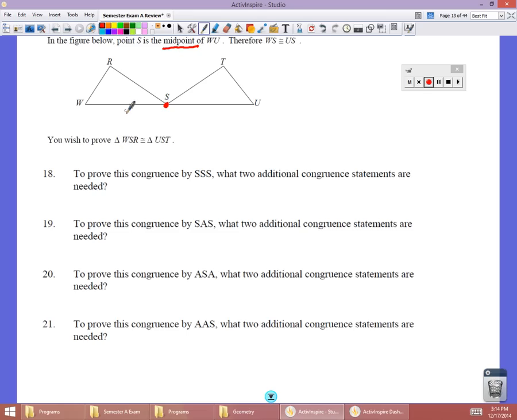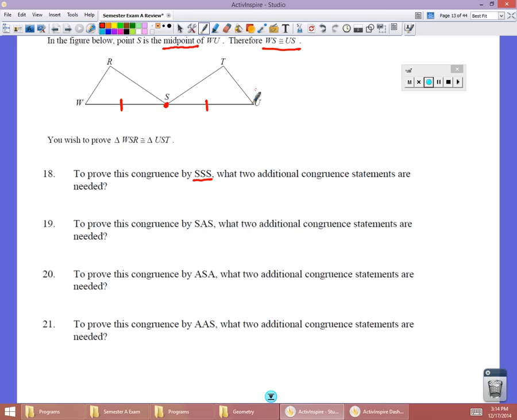And because it's a midpoint, that means that this segment right here and this segment right here are going to be congruent to each other. And it tells us that right here. Therefore, WS is congruent to US. You wish to prove that the 2 triangles are congruent. To prove this congruence by side, side, side, what 2 additional congruent statements are needed?